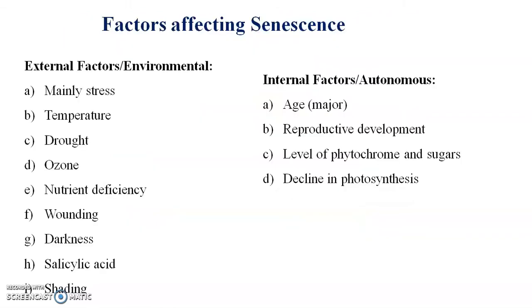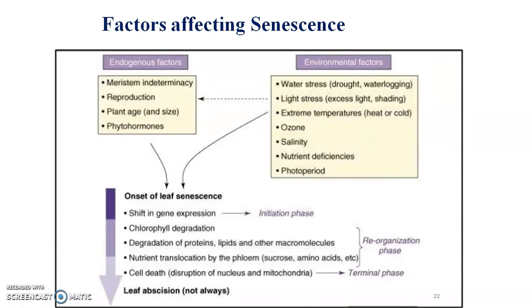Factors affecting senescence: first, external factors, and second, internal or autonomous factors. The external factors include stress, temperature, drought, ozone, nutrition deficiency, wound, darkness, salicylic acid, and shedding. Internal factors include age, reproductive development, level of phytochrome and sugar, and decline in photosynthesis. So these endogenous and exogenous factors both cause leaf senescence.